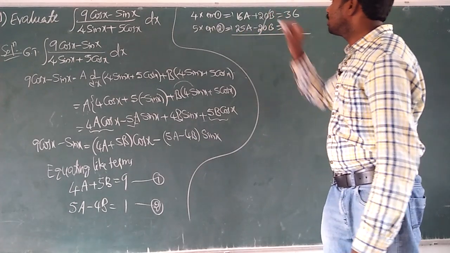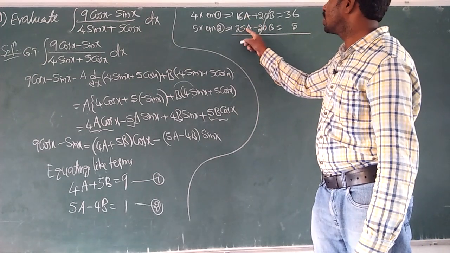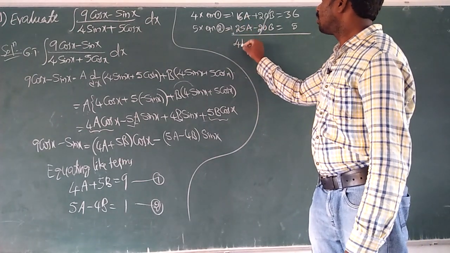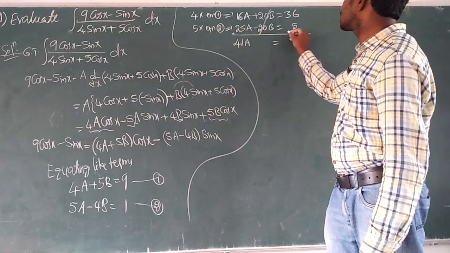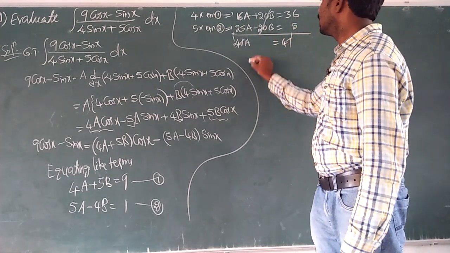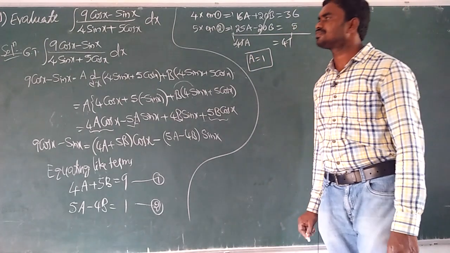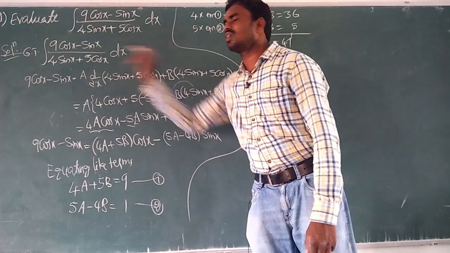So plus 20b and minus 20b get cancelled by adding these two equations. 16a plus 25a becomes 41a, which is equal to 36 plus 5, that is 41. So a equals 1. We got it, the a value is 1.